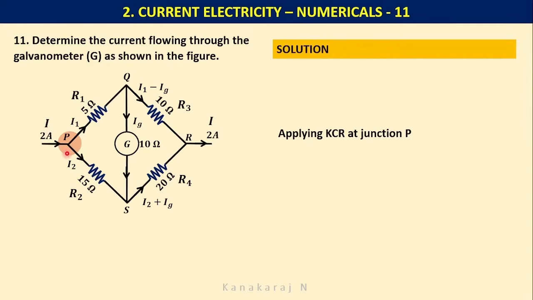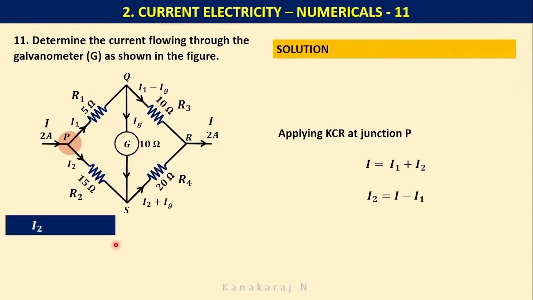The I that enters the junction equals the sum of I1 plus I2. Let us write I equals the total current flowing into the junction equals the total current going away from the junction. From here we get I2. I2 equals I minus I1. Let us write this here separately for further use. Here we know the value of I, that's 2 ampere. We will be substituting it later.